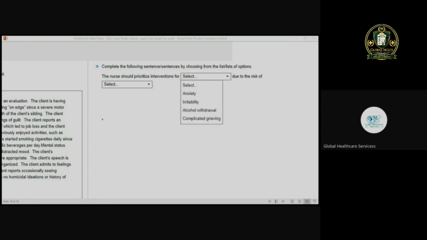Now first we're going to solve the first clause: anxiety, irritability, alcohol withdrawal, or complicated grieving. You should know about the scenario, what's happening. All this started from the death of the sibling. Then what is the intervention? Anxiety? Okay, I will explain it. Other possibility, please think about it. Complicated grief.